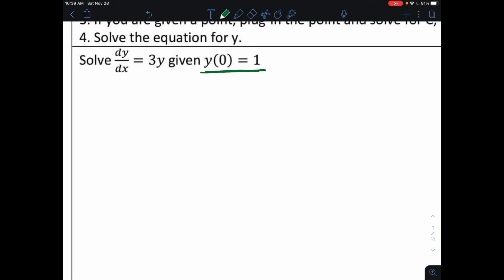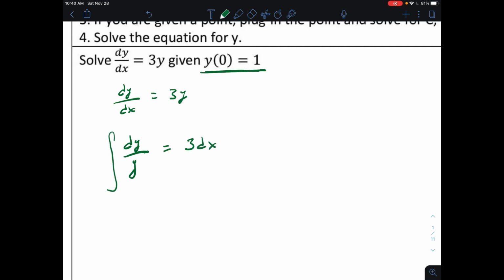Well, the first thing that we would do, so I'm going to rewrite the problem here. I get dy over dx is equal to 3 times y. I want to get all of my y's on one side and my x's on the other. Well, I would divide by the y and then multiply by the dx. So I have dy over y is equal to 3 times dx. Now we would want to integrate this.